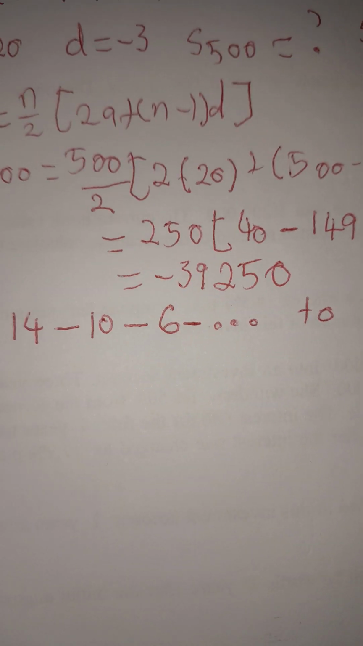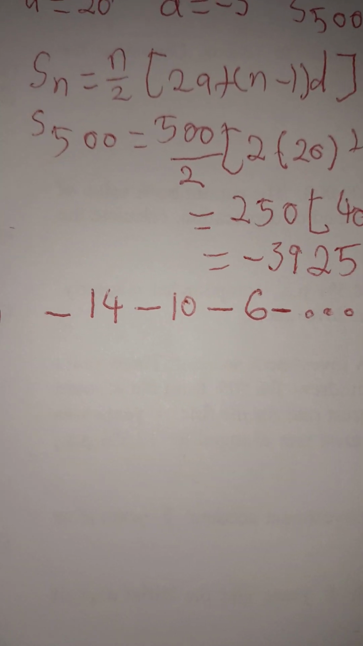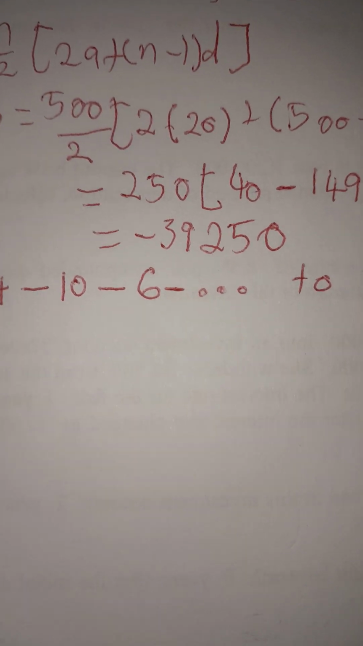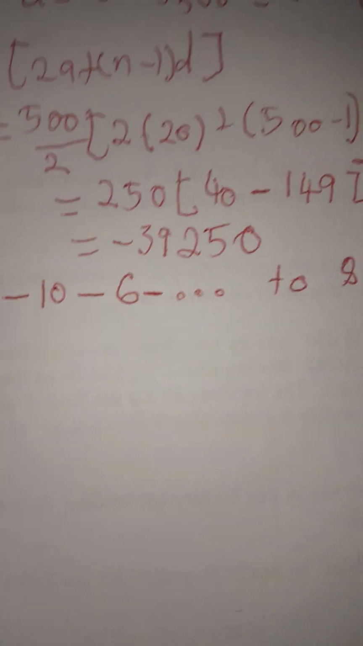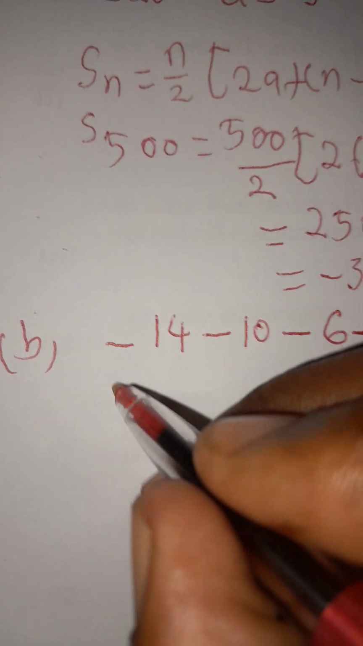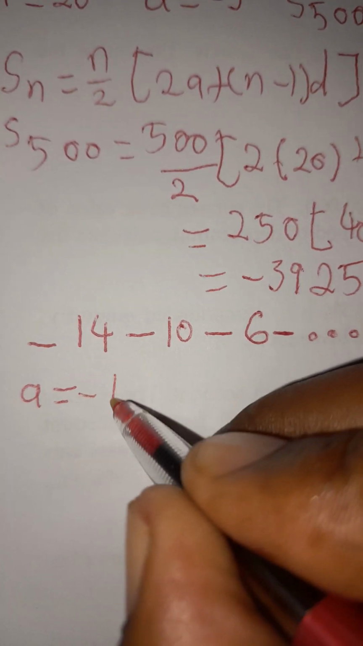Then let's go to number 2, which is number B. In number B, we're given negative 14 minus 10 minus 6. This is also a series, guys. Regardless of whether they add or subtract, this is still an arithmetic series, right? So first things first, you collect the data. The first term is negative 14.